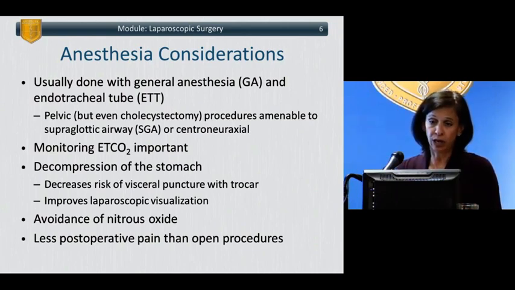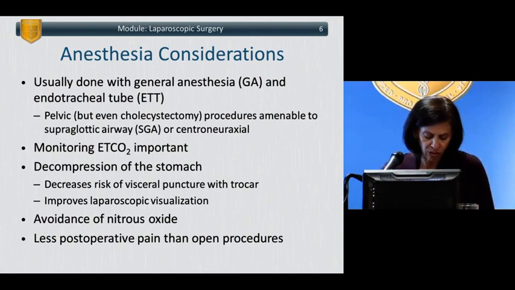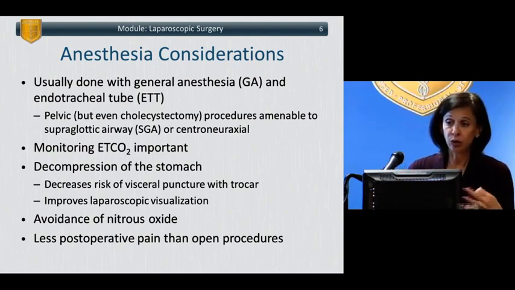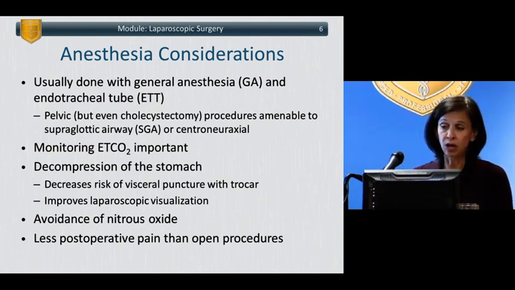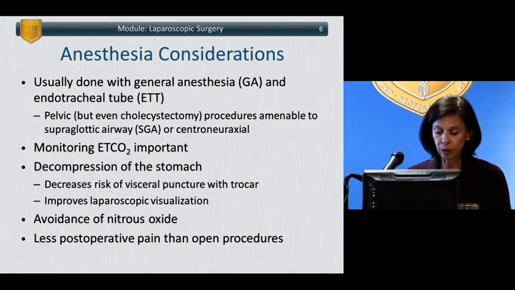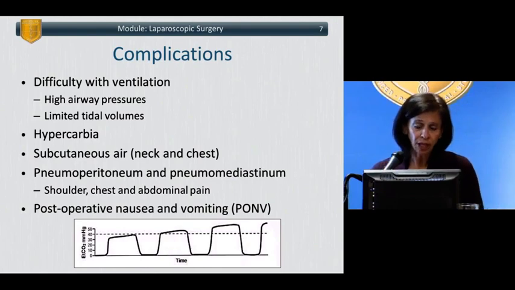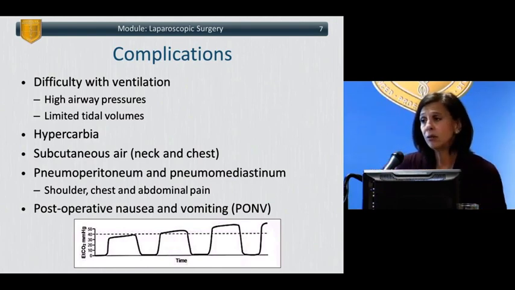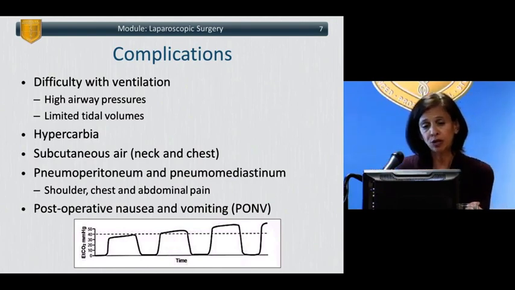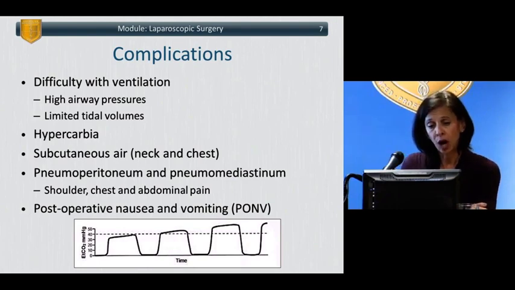Particularly for patients with significant lung disease, for example. However, if you've got a patient with significant lung disease, having an open cholecystectomy significantly increases their risk of post-op pulmonary complications. So you want to balance one risk versus another, the intraoperative risk versus the post-operative risk. So the complications are that you'll have difficulty with ventilation, increased high airway pressures, limited tidal volumes, hypercarbia.